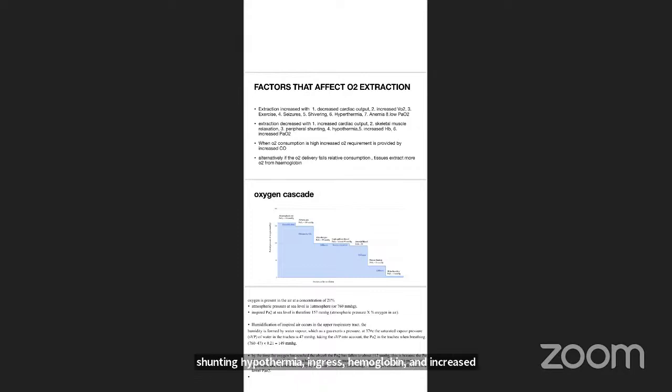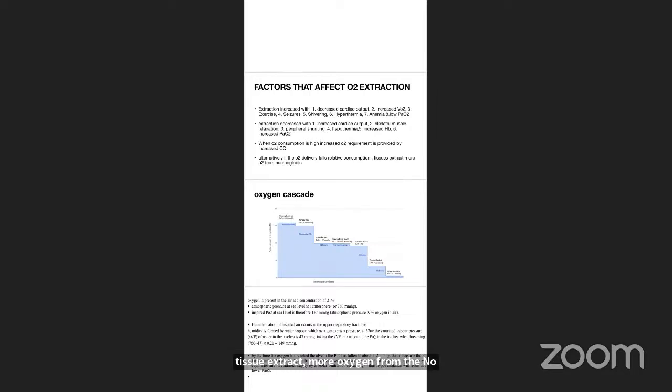When oxygen consumption is high, increased oxygen requirement is provided by increased cardiac output. Alternatively, if the oxygen delivery falls relative to consumption, the tissues extract more oxygen from the hemoglobin.